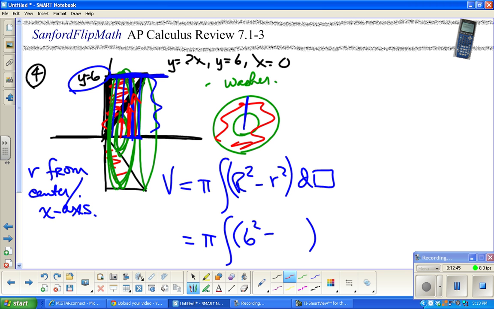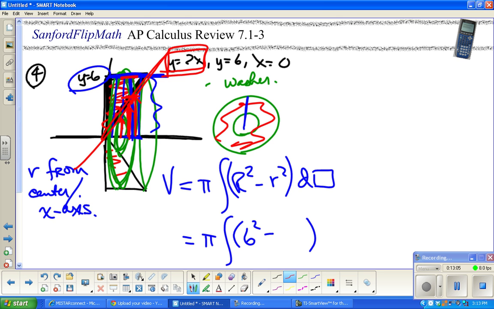Isn't it just that? It's following this line, which was this. Isn't it just the y value, the y value, the y value? See, I'm talking about the actual radius. I'm not talking about how thick this is from here to here. I'm talking about the radius from where it's rotating.